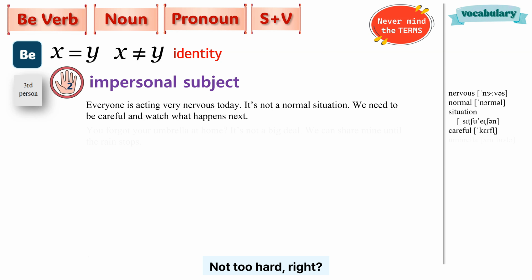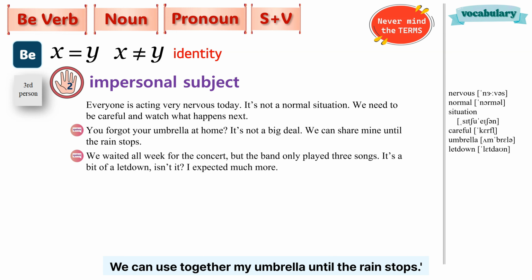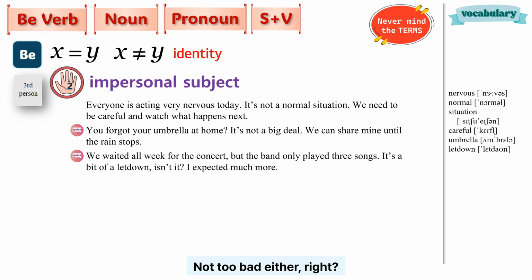Not too hard, right? Did you forget your umbrella at home? It is not a big problem. We can use together my umbrella until the rain stops. We waited all week for the concert, but the band played only 3 songs. It was a letdown, which means a little disappointment. We wanted more, right? Not too bad either, right?